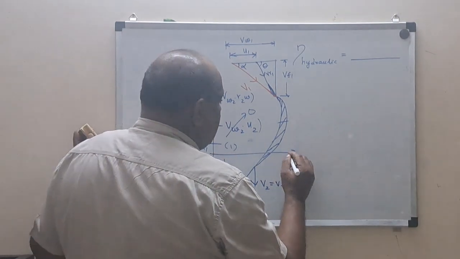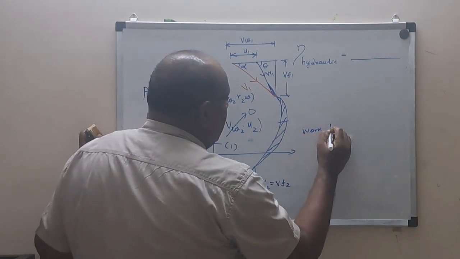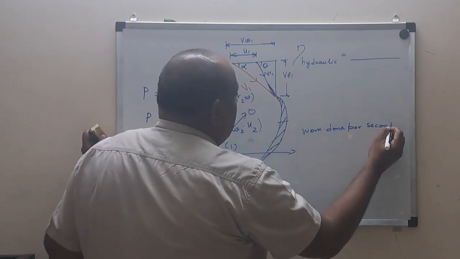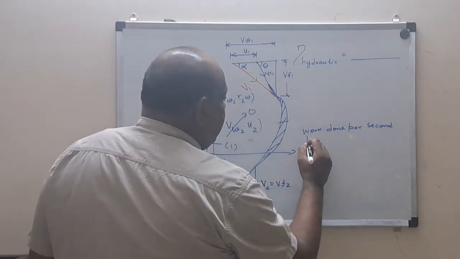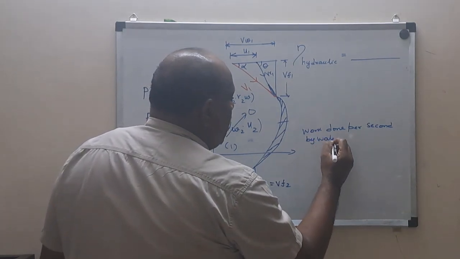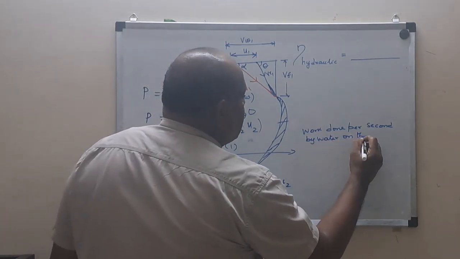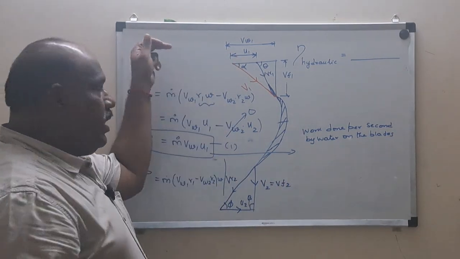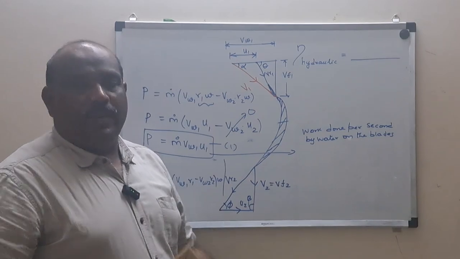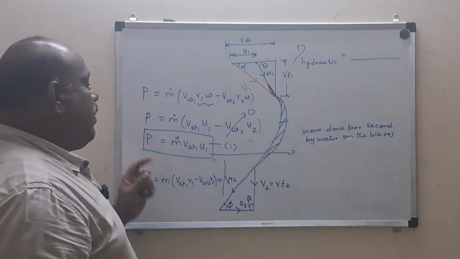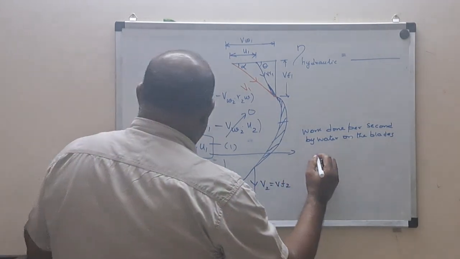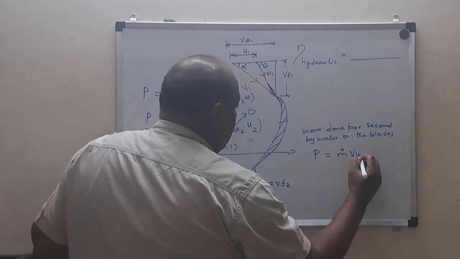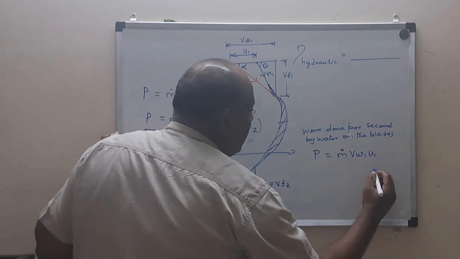This is nothing but work done per second. Work done per second is nothing but what? By water on the blades. You should be very clear. What is the work done? Work done per second is by the water or the fluid onto the blades. Then only it will rotate. Okay, so this is the power. Now this power equals m dot into Vw1 U1. You know the relationship between the weight and the mass.